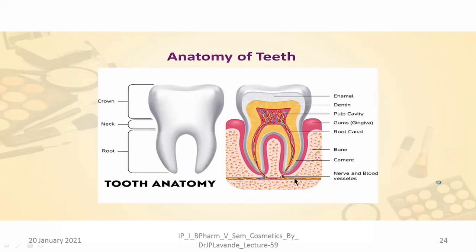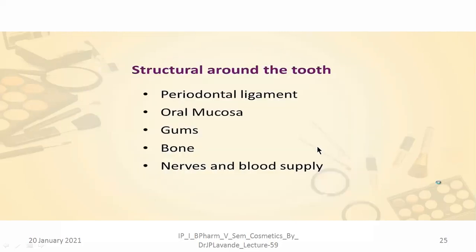And through this particular portion, there is a supply of blood and nutrients to the teeth. This is the hardest portion in the human body, and with the help of the ligaments, the tooth is held in the bone cavity, and the enamel and ligament act as a holding material as well as a shock absorbing material. So these are some of the structures around the tooth. You can see there is a periodontal ligament.